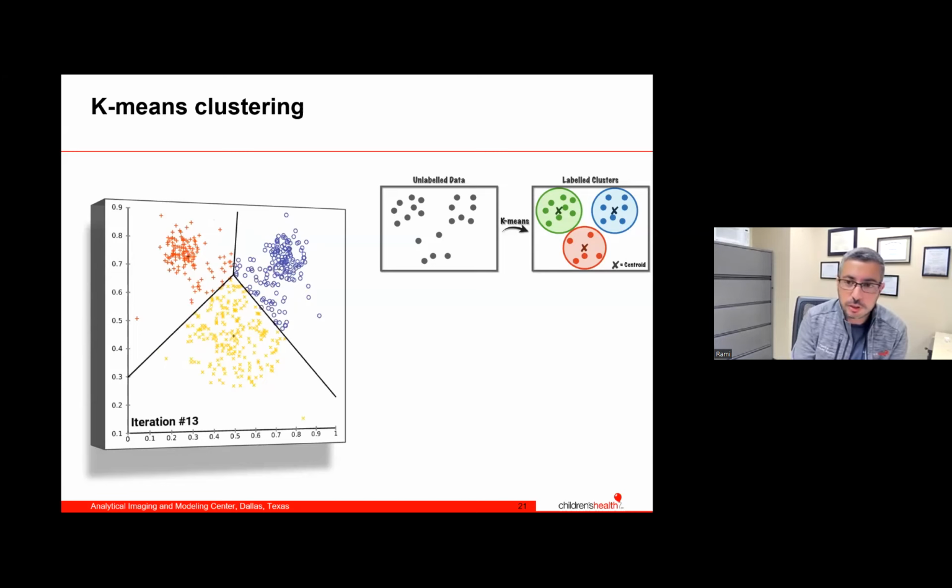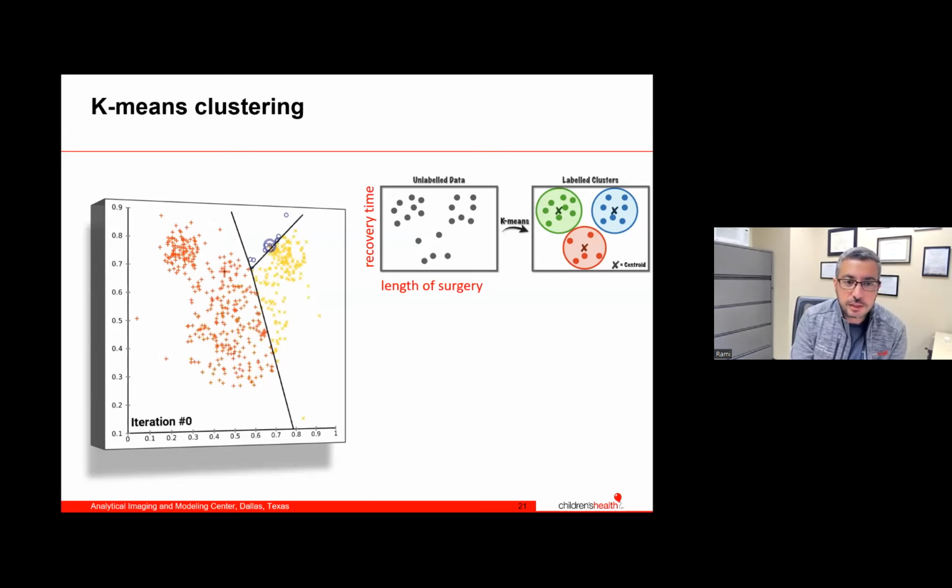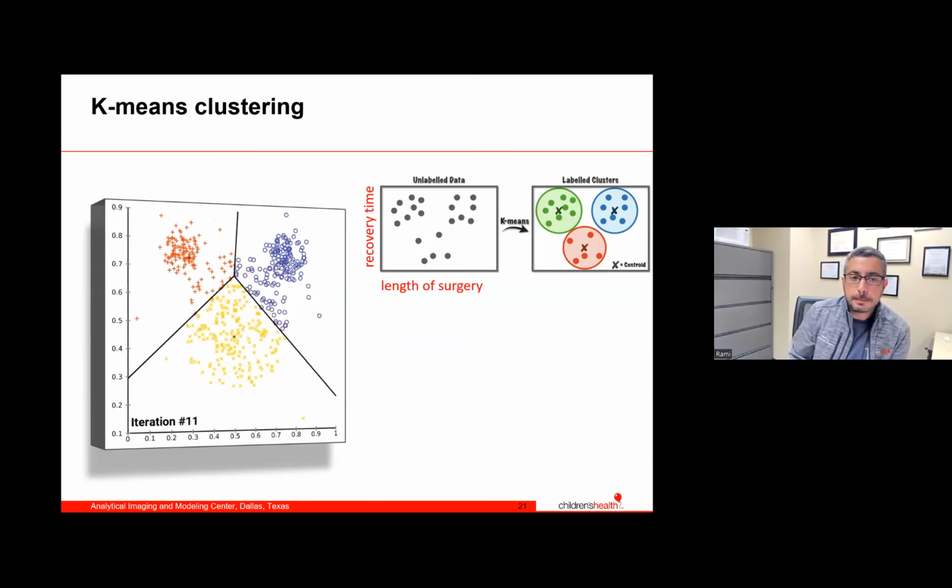So for example, if we are looking at, let's say, 3 surgical techniques, and your features are recovery time and length of surgery, then you can tell the computer, well, my features are recovery time and length of surgery.